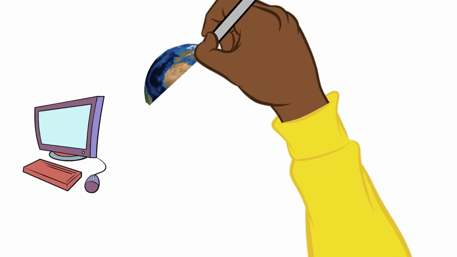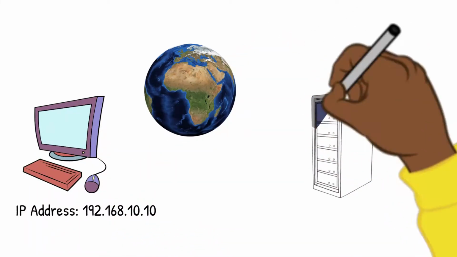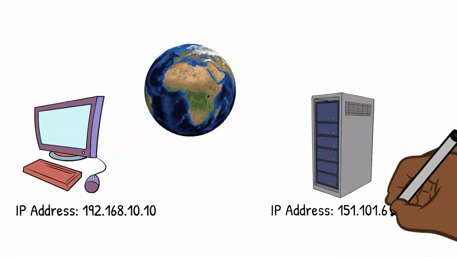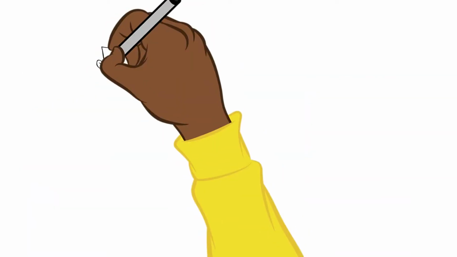Now, the perfect example to explain DNS is to use a scenario where you are attempting to access a website on the internet. Let's say you want to visit CNN's website from your computer. Now, in order to access the website, your computer and the CNN web server must be able to communicate with each other. Now, this communication will typically take place over the internet. But in order for this communication to take place, both devices will need an IP address. So your computer will have an IP address, but so will the CNN web server. So here's the fun part.